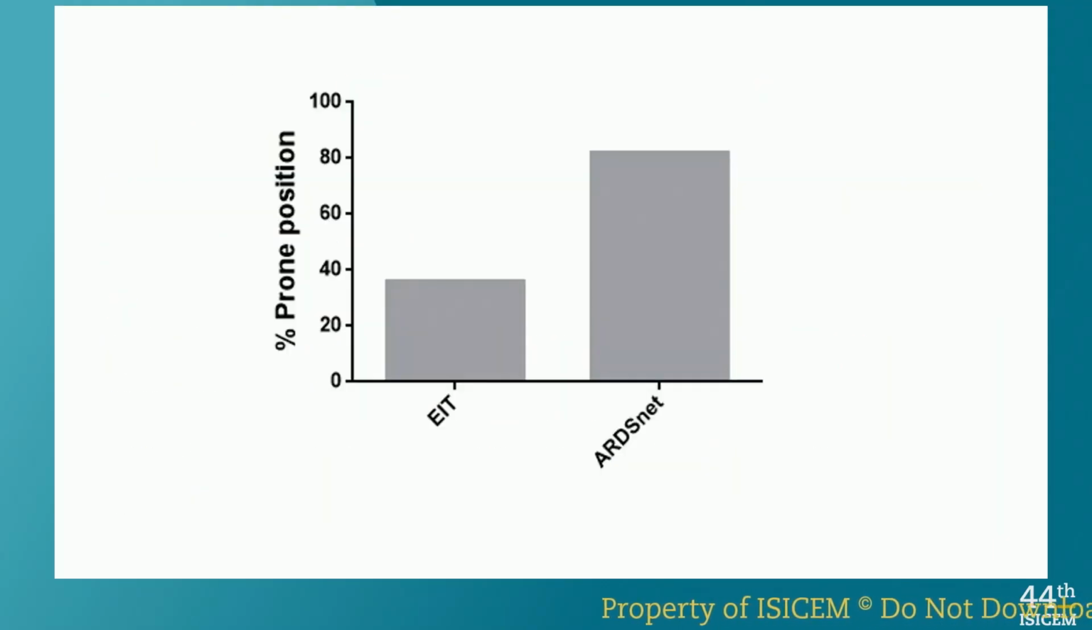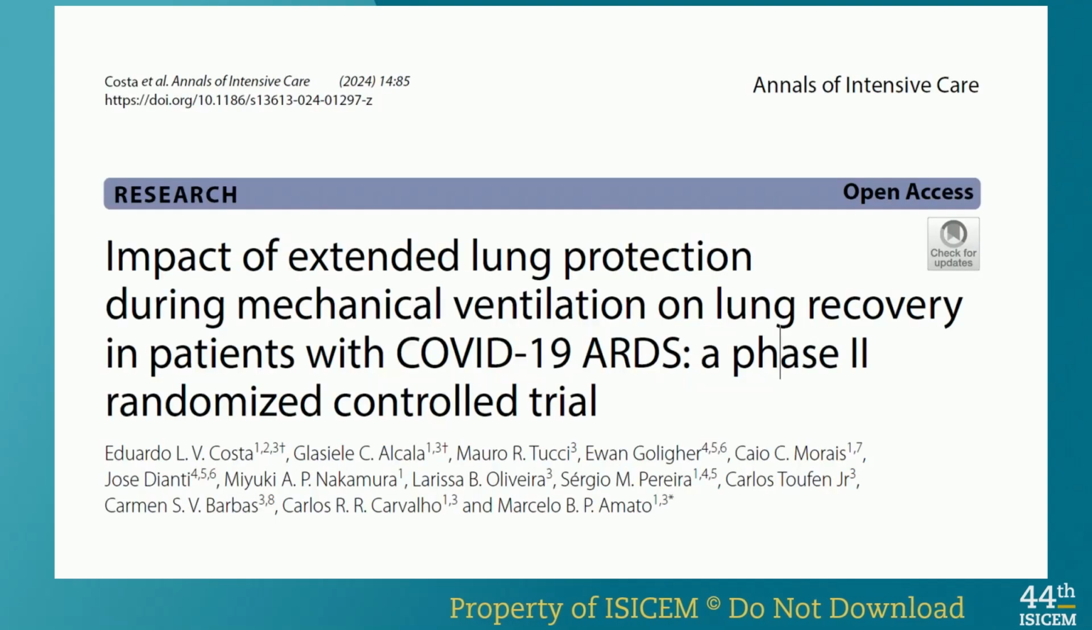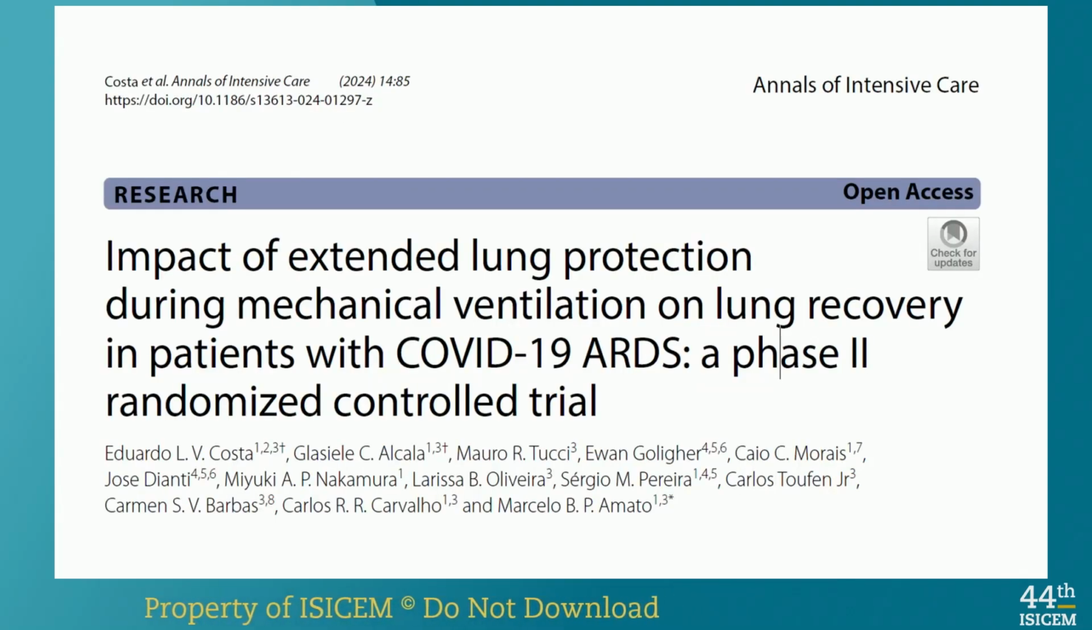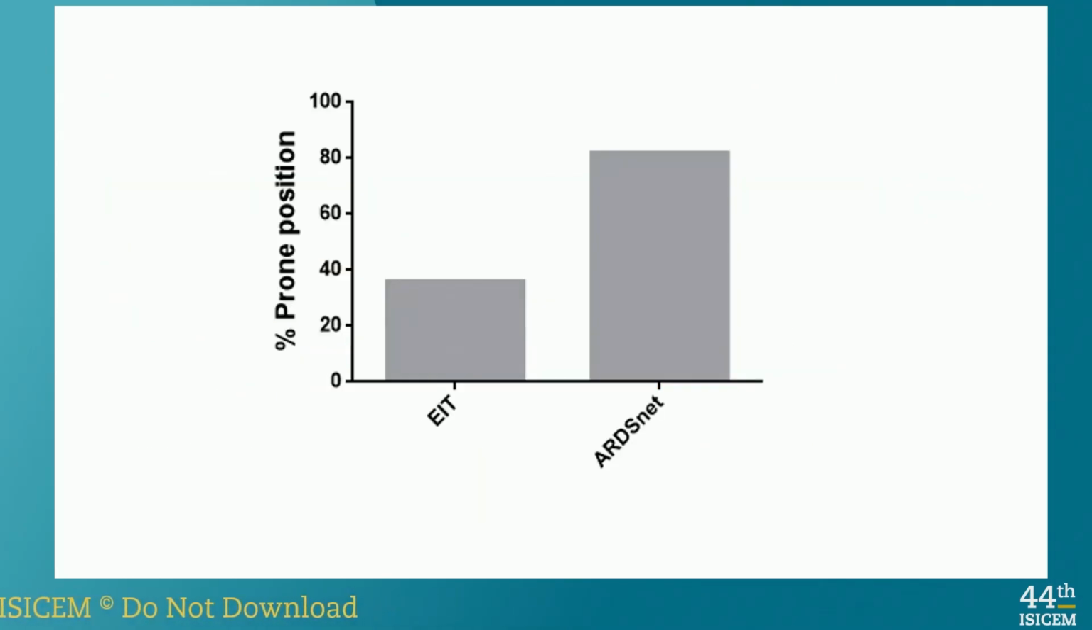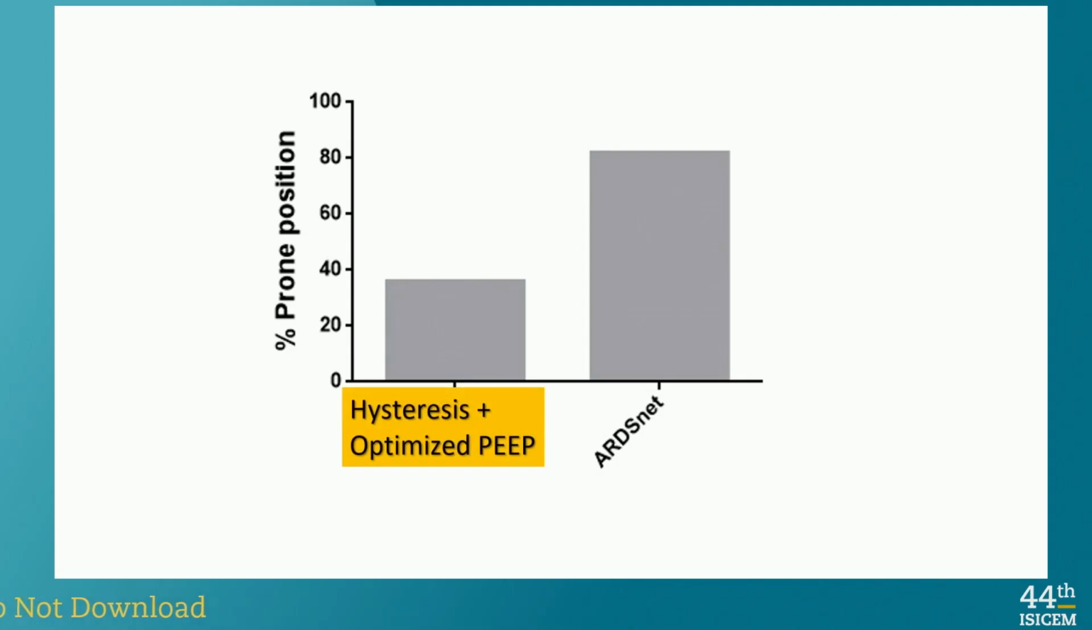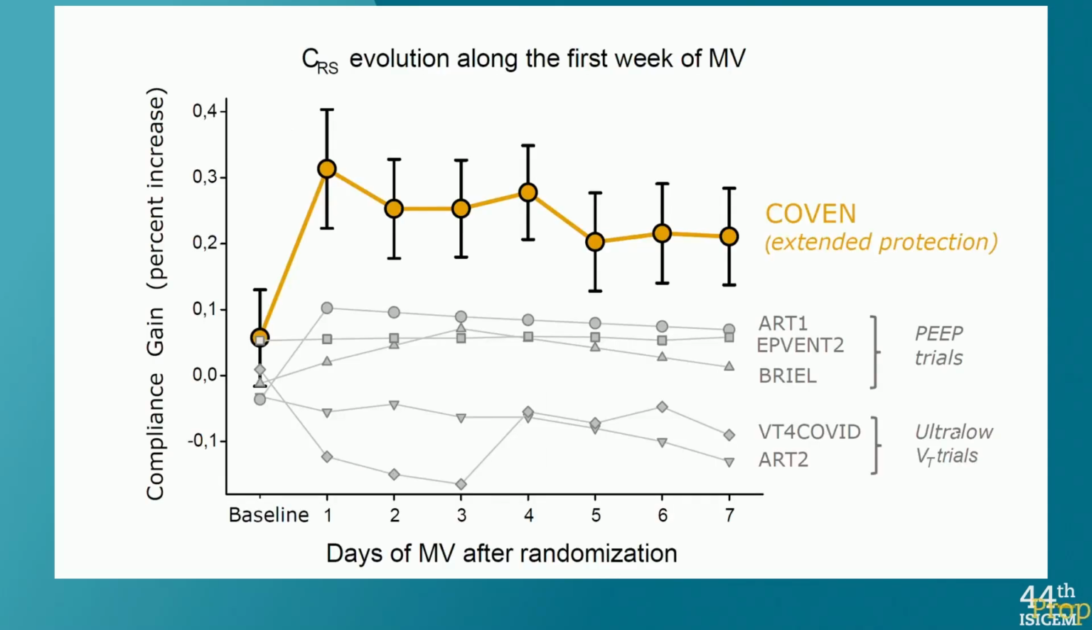And this is what we did in this study. This study was published a few months ago. It's a long-term study using EIT in patients with severe COVID. And then we could decrease the need of prone positioning and the repetition of prone positioning. And as a result, we have a better compliance as compared with any other protective strategy. So this is my message.